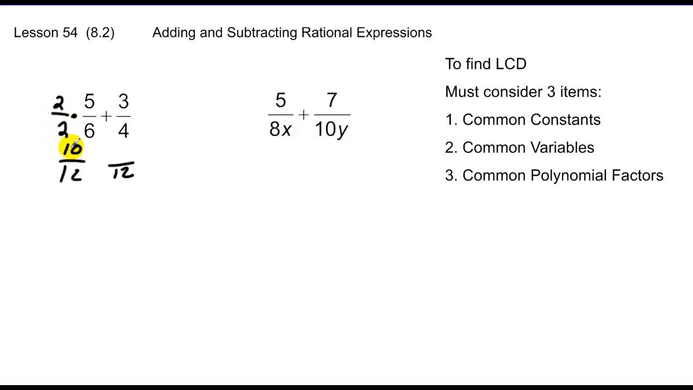So now we have 10 twelfths plus, and in this case we have to multiply by 3 in both the numerator and denominator, 9 twelfths, leaving us with, remember, we add the numerators and keep the denominators the same, so that's 19 twelfths. And we can leave it just like that.